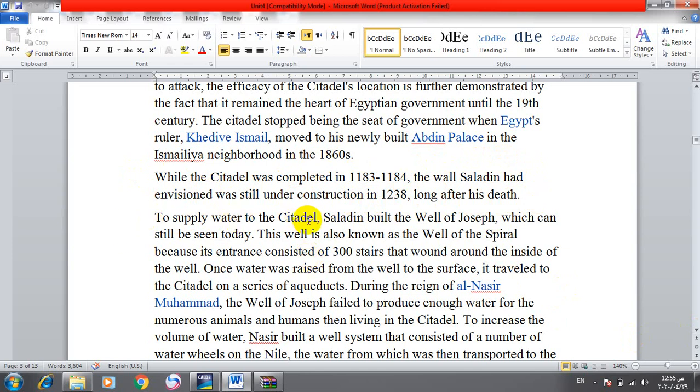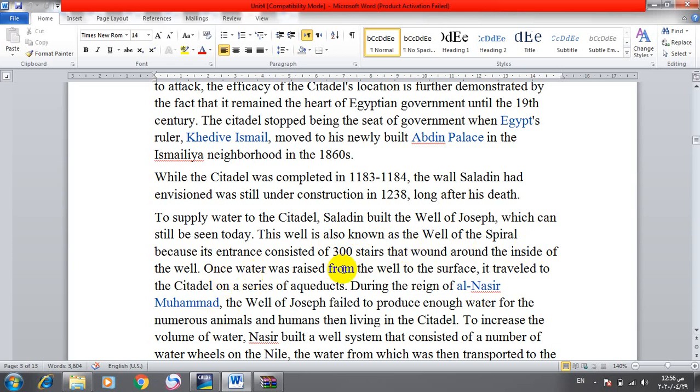To supply water to the citadel, Saladin built the Well of Joseph, which can still be seen today. This well is also known as the well of the spiral because its entrance consists of 300 stairs that wind around the inside of the well.